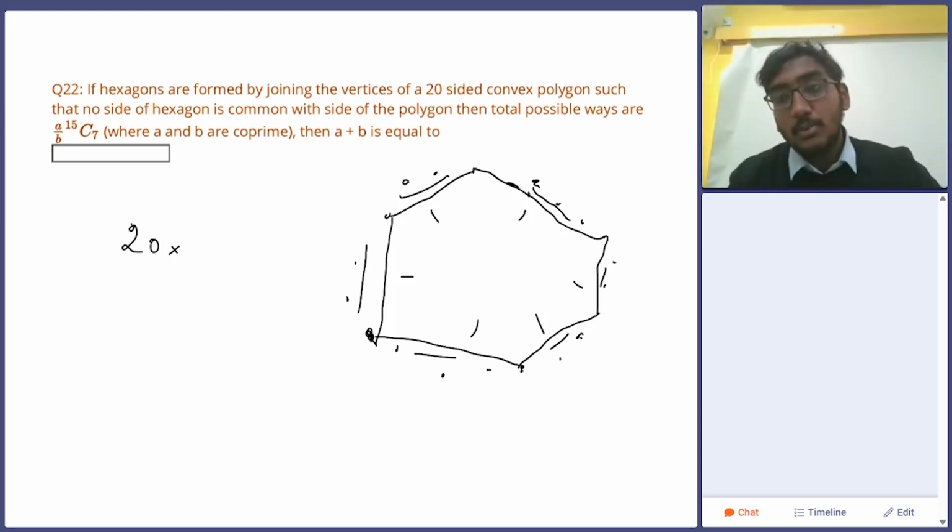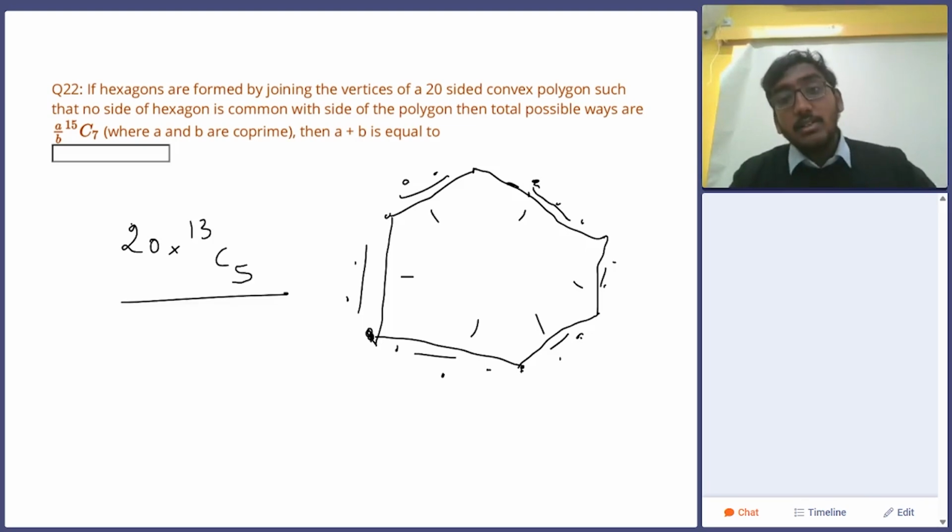N minus 1 C R minus 1 ways. R natural numbers giving a sum n is possible in N minus 1 C R minus 1. So this is 13C5, and the same hexagon is possible in 6 orientations: A B C D E F, B C D E F A, right? Like that. All these 6 possibilities will be there for one particular hexagon itself. So you divide by 6. Okay. This will be the answer.